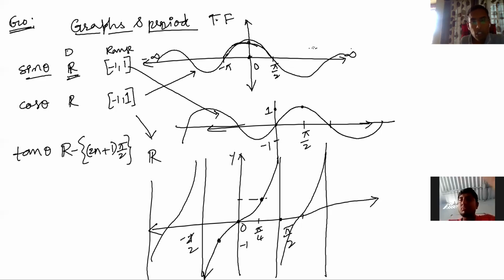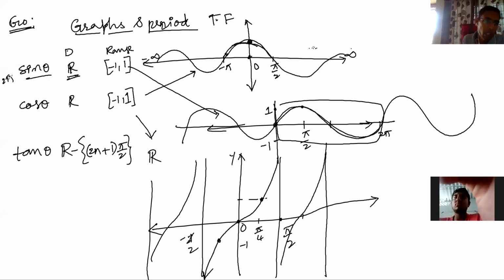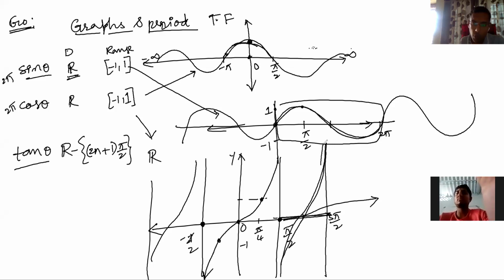Now this much interval is 2 pi. In the 2 pi interval, you are going to get the same graph again in the next interval. Therefore, what we can say is, the period is 2 pi. And the tan theta period is what? This graph is repeating in the interval minus pi by 2 to pi by 2, then again pi by 2 to 3 pi by 2. So it is repeating in every pi interval. Therefore, the tan theta period is pi.